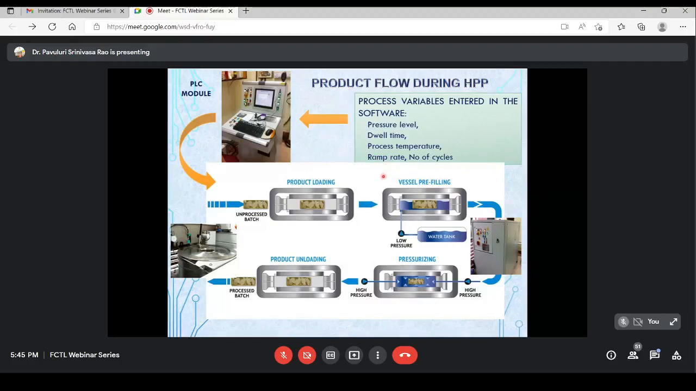Whenever you go for a very rapid pressurization, you will have much more inactivation. At the same time, the sterility will be far superior compared to a slow ramp rate. And of course, the number of cycles is another variable which is not studied much. Okay? So this is the system where you have a console, and this is the vessel system, and this is called the power pack, where all the pressure generation systems are, which include the pumps as well as the intensifiers, apart from the control systems.